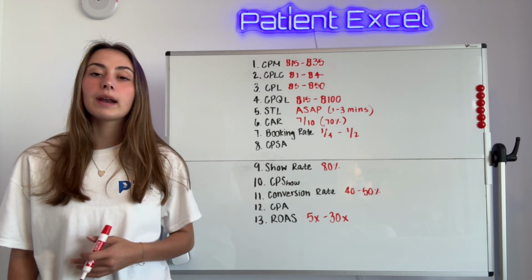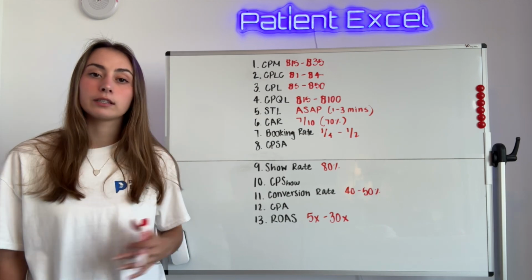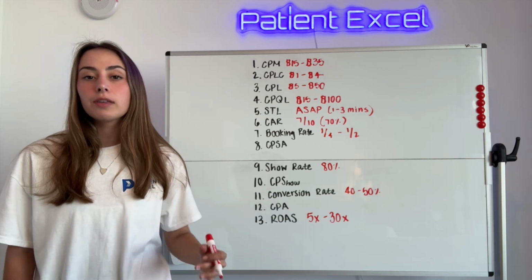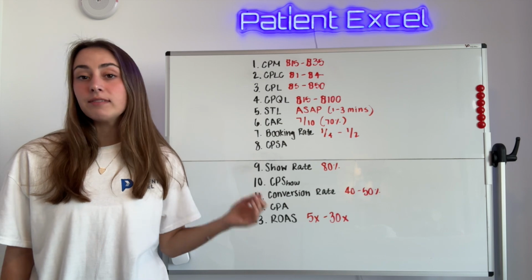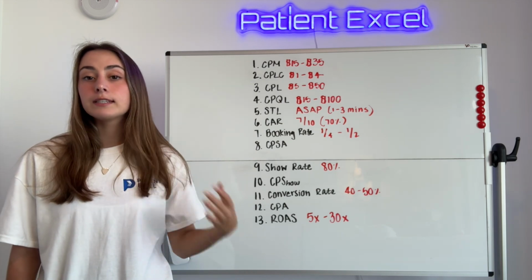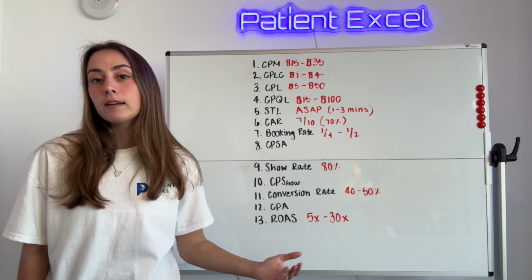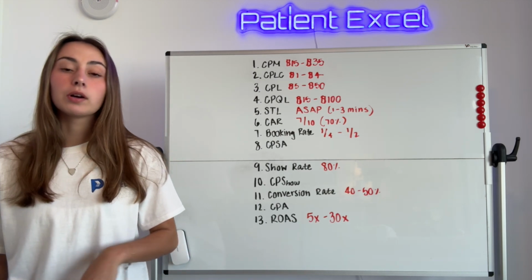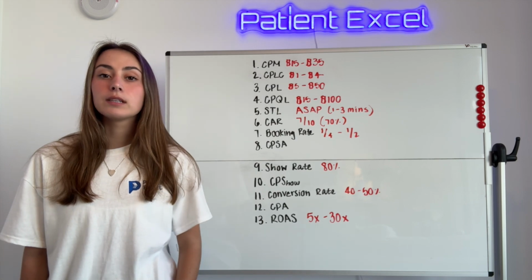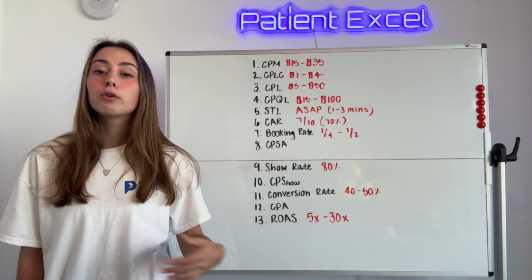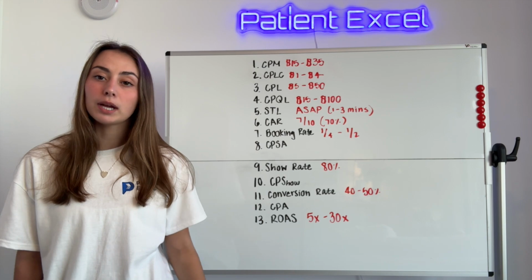And ideally, you want to have a 5x to 30x ROAS. So these are the KPIs and the metrics that we have set in place because we have systemized and internal operational processes, from the creatives and ad targeting in Facebook to the qualification process to the scheduling process, that are proven and allow for us to have these metrics.